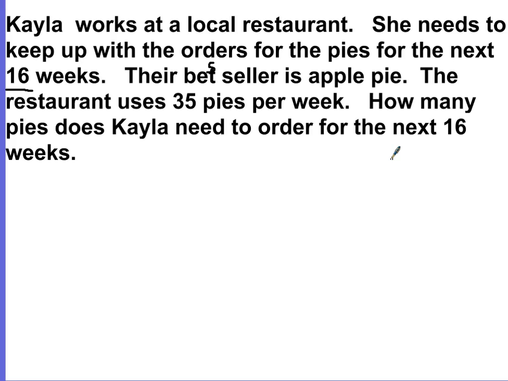Okay, and you should have included in your discussion that the amount of time that the pies need to be ordered for is 16 weeks, and they use 35 pies per week. So there's a couple of ways that you could solve this. You could add 35 16 times, or you could add 16 35 times, and that would get you the answer. But the most efficient way is to multiply 35 times 16.